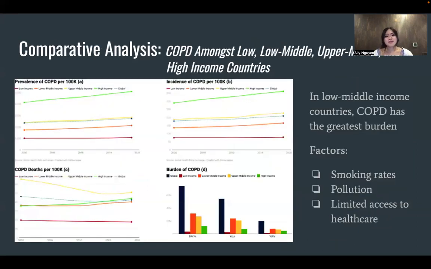Amongst the various income countries, so the low middle, upper middle, and the high income countries, we can see that low middle income countries have the greatest burden for COPD, and influential factors could include, but aren't limited to, the smoking rates in these areas, the prevalence of pollution, the lack of education, and the limited access to healthcare.